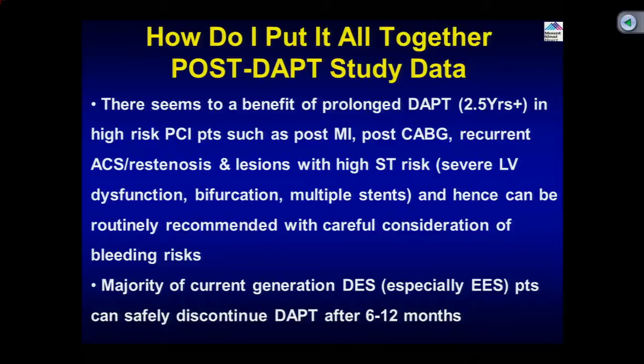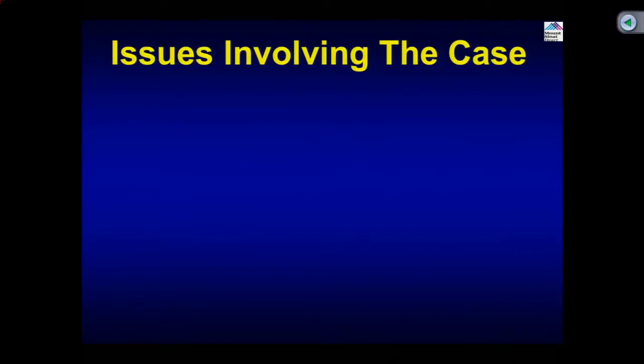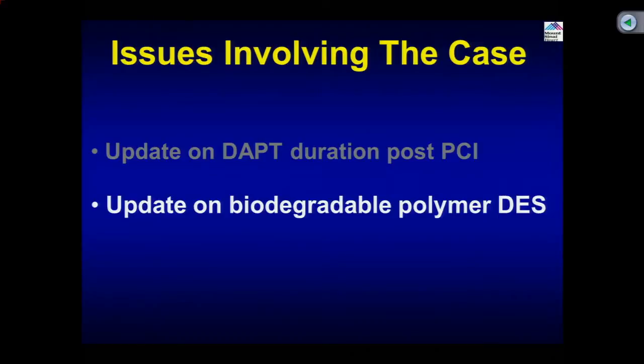Second, the majority of current generation DES, especially everolimus eluting stent patients, can safely discontinue DAPT after 6 to 12 months. I would say it's more 6 than 12, just because of the guideline. The European guideline has already made it 6 months. I'm keeping 12 months because the FDA has not come up with the new guideline of 6 months yet in the United States. Now, second quickly is the biodegradable polymer.